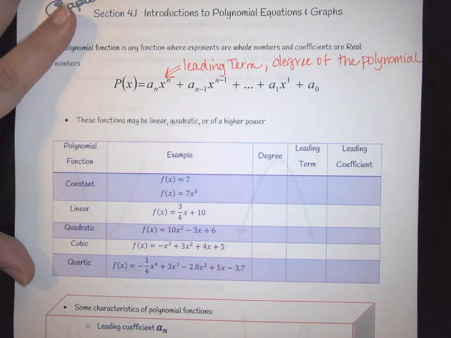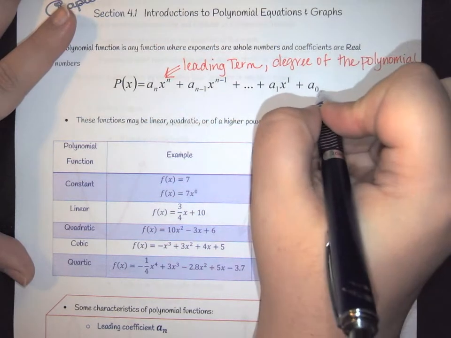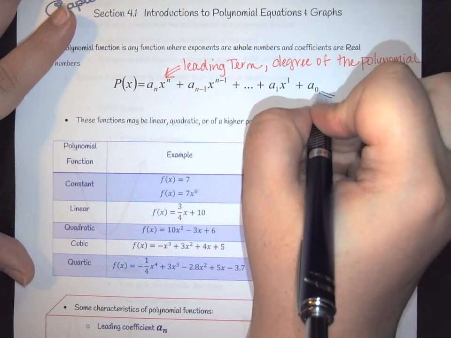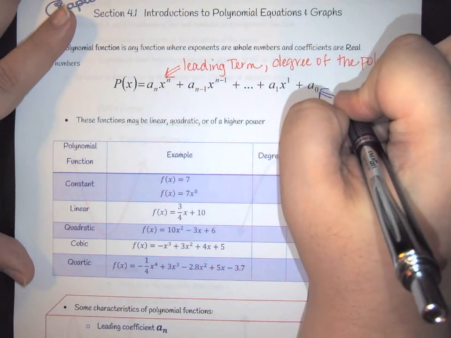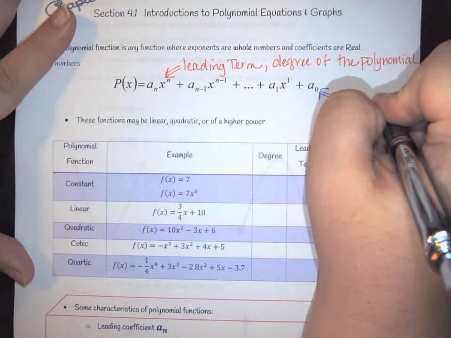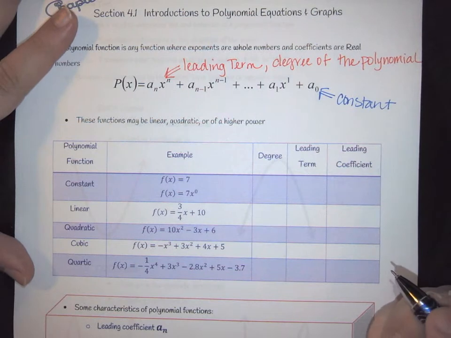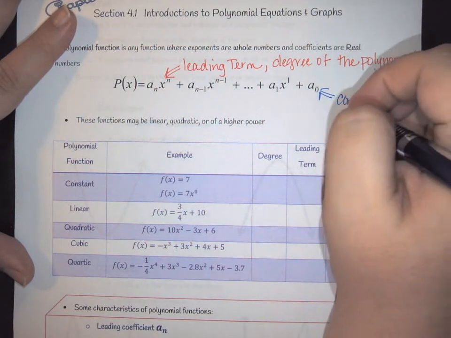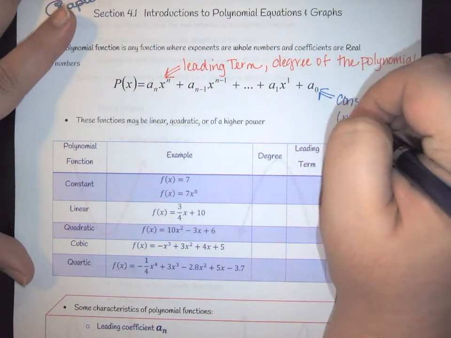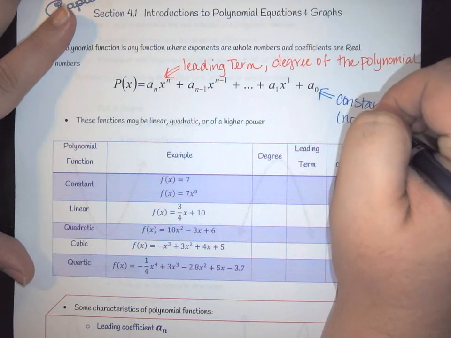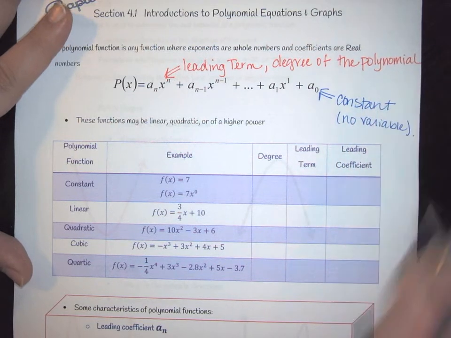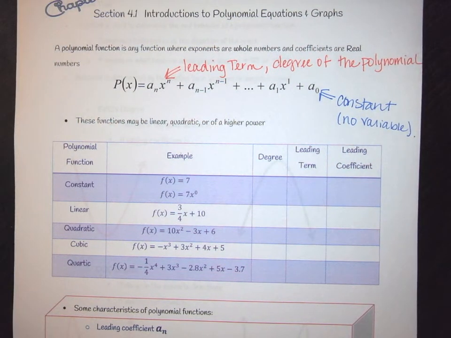Now, with that being said, we also have what's called your constant. So your constant is always going to be your last term here. So this is your constant. And what's important about your constant is, remember, constants mean no variable. Constants are just your numbers. Okay.